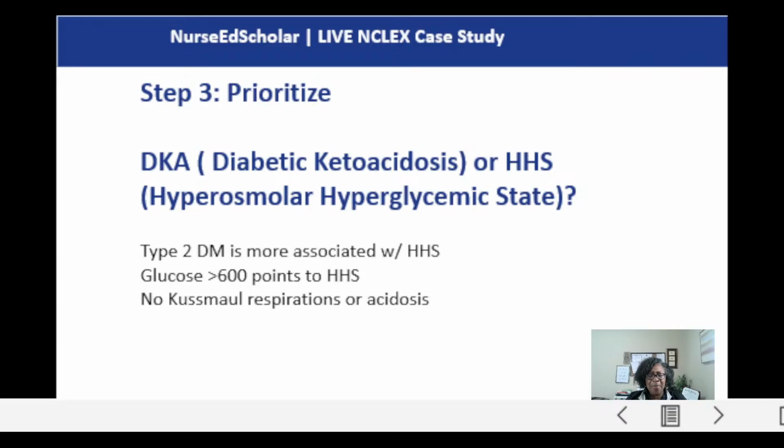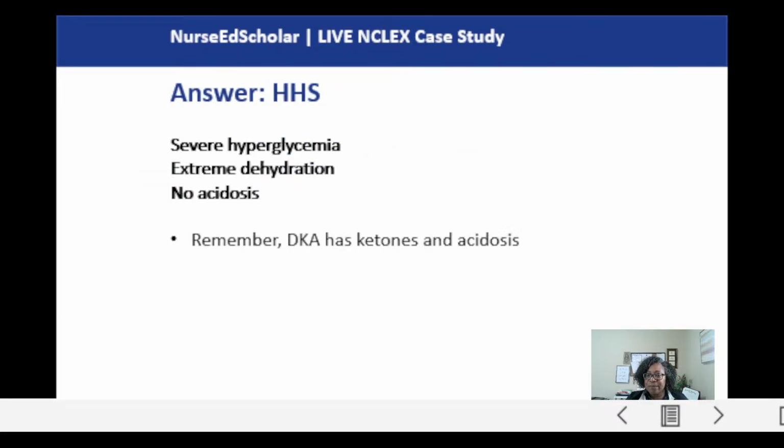And you have to remember in HHS, the patient has enough insulin to prevent ketone formation, but it's not enough to control glucose. So the glucose rises extremely high, and this leads to the severe dehydration because the glucose is being pulled out of the cells, and this is causing neurological symptoms in your patient. Okay, let's see what else I have. And so, like we said, the answer is HHS.